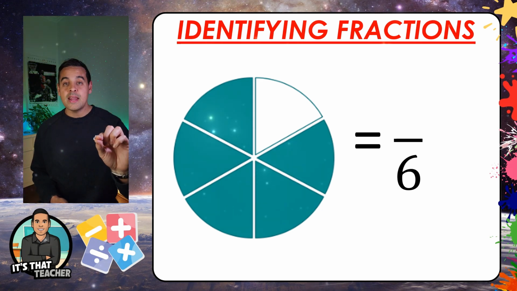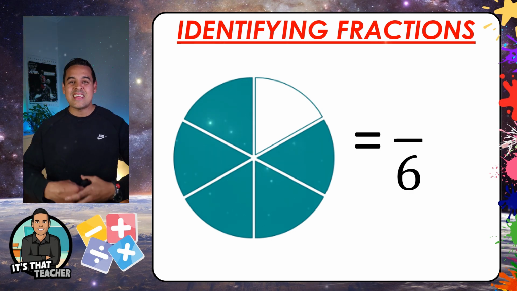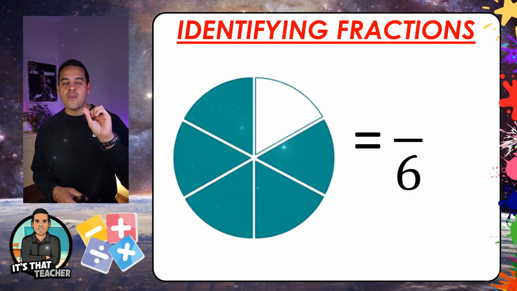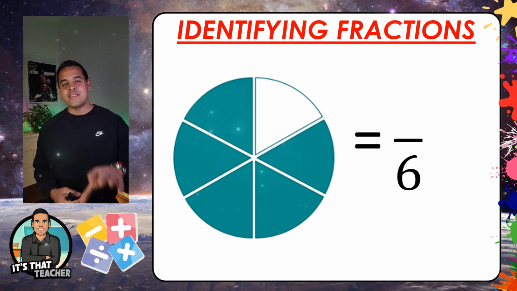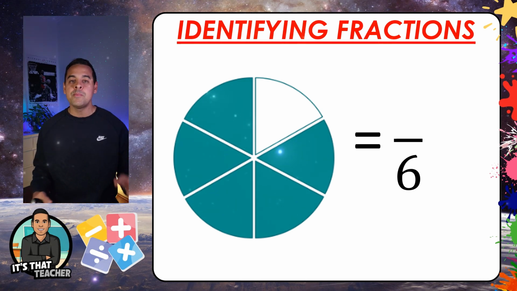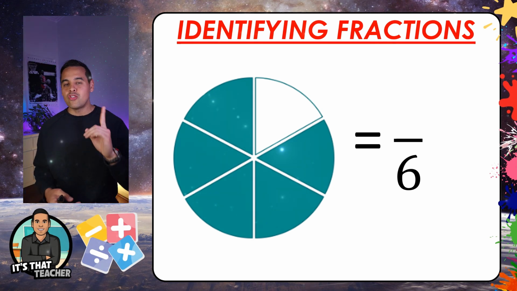So the denominator here would be 6. So the fraction we're dealing with is sixths. Now, we need to find the numerator. So how many parts have been shaded? This is quite a simple process. This is why I highly recommend identifying the denominator first. So now we're finding the top number.